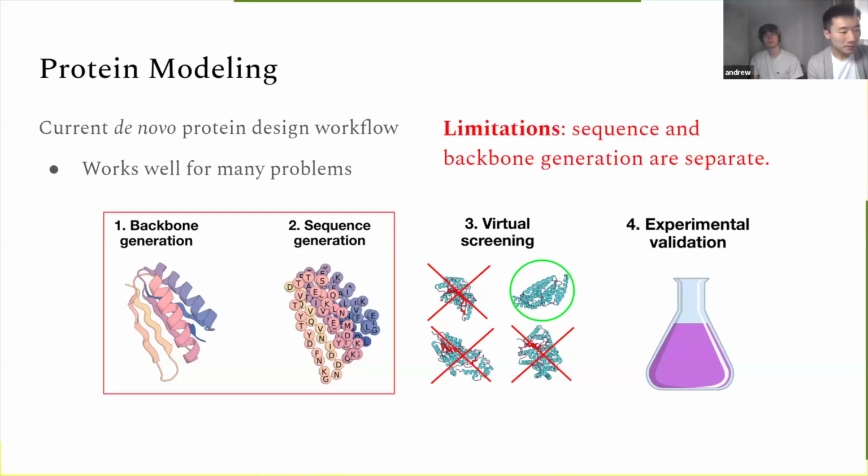One thing that we're thinking about is, why do we have to stick to this paradigm of doing structure and sequence in tandem? You could also start from a sequence and go to the structure. So we want some way to have flexibility in how we generate the backbone and the sequence, and not be limited by the previous workflows.